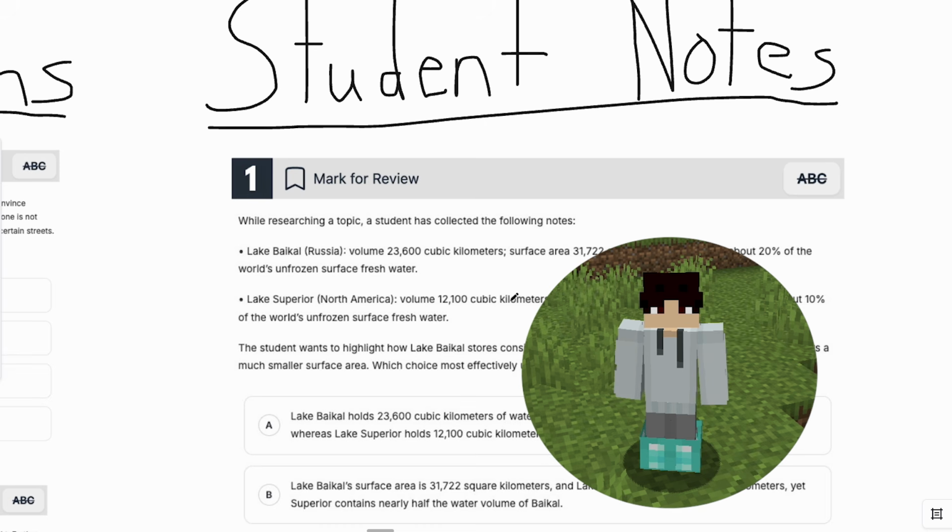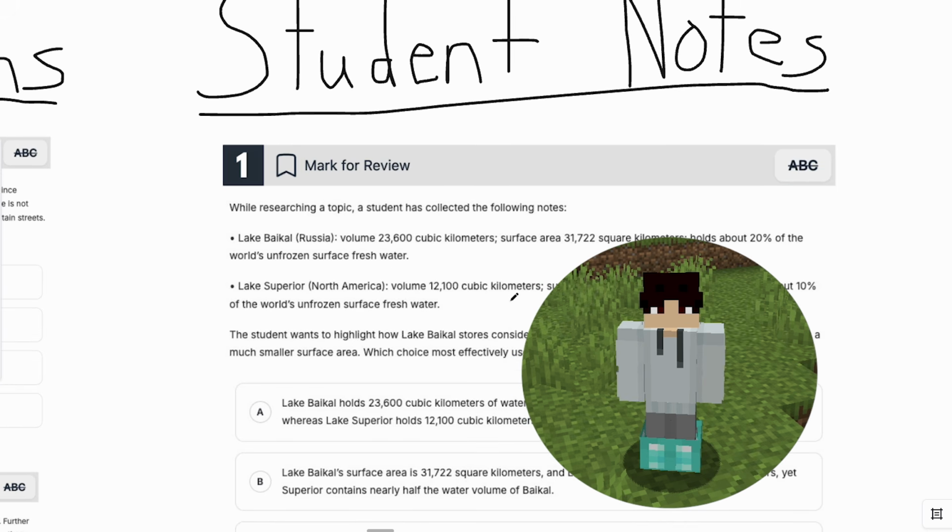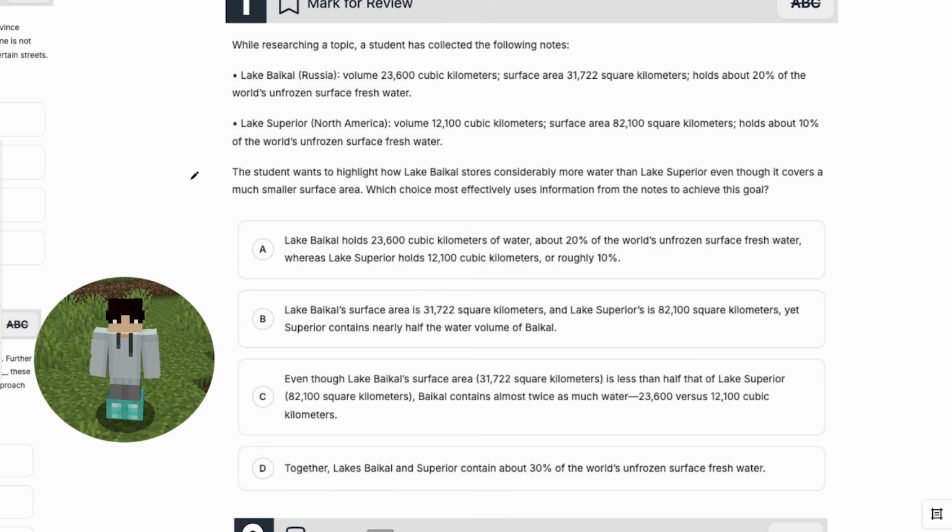Student notes. This is much simpler than it may initially seem. First thing you want to do is read the question itself to determine what it is asking for. These are the types of reading questions where the question itself will change dramatically, so you do have to pay very close attention to what the question is asking for. The student wants to highlight how Lake Baikal stores considerably more water than Lake Superior, even though it covers a much smaller surface area. Which choice most effectively uses information from the notes to achieve this goal?